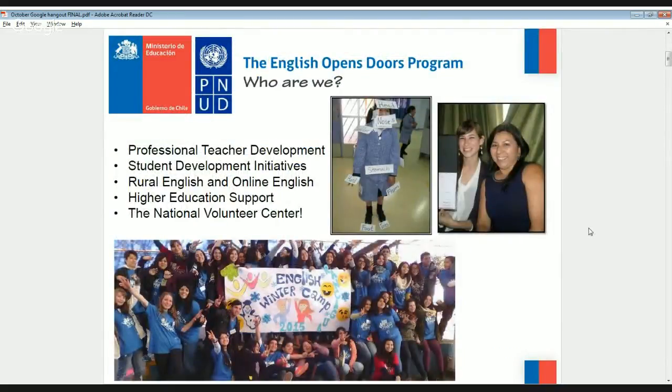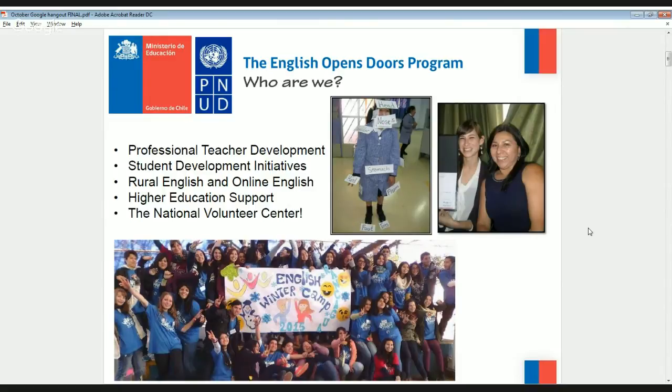Okay, so who are we? What is the English Opens Doors program? As some of you may already know, we're an entity of the Ministry of Education. We're also supported by the UNDP here in Chile, and we're working to promote and strengthen English language learning in public schools throughout Chile, and we do that through a number of free initiatives that are listed here on the slide.